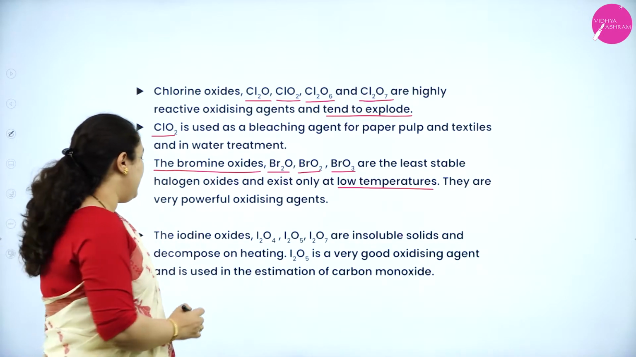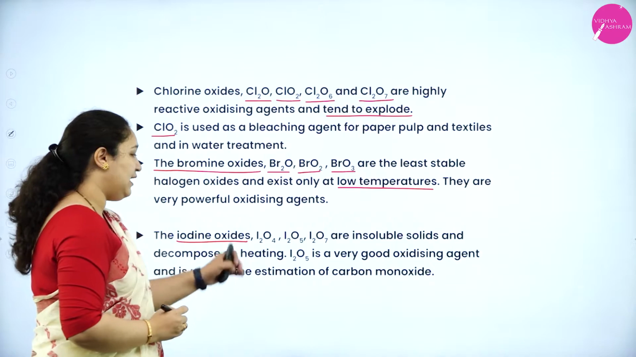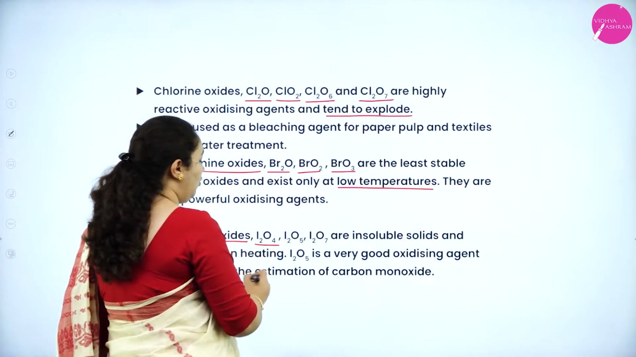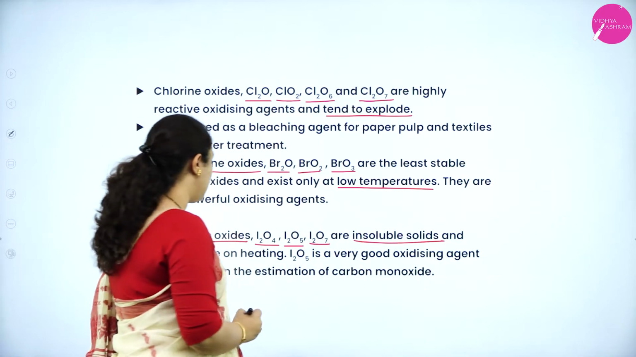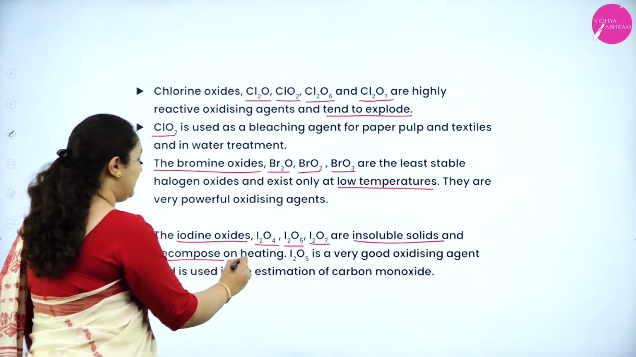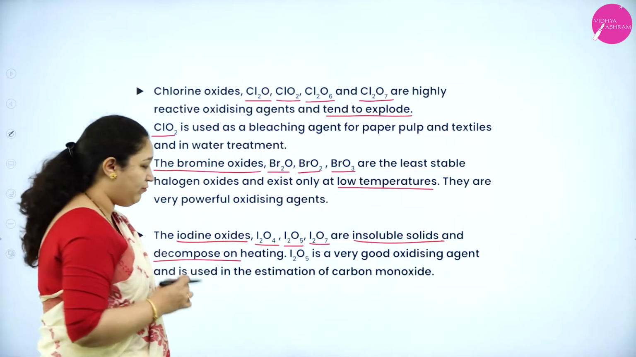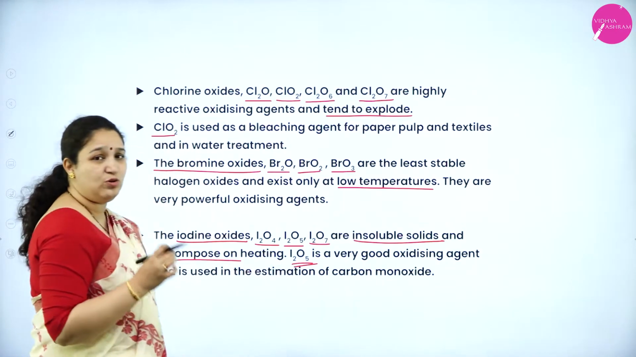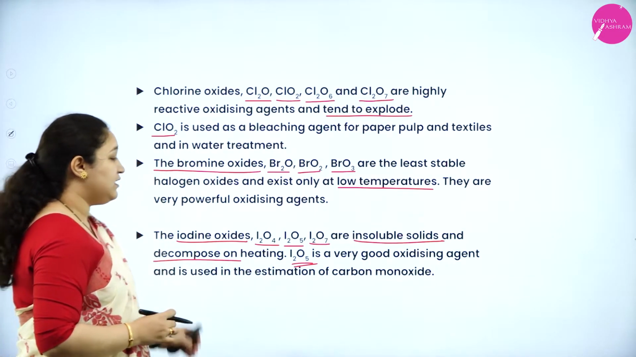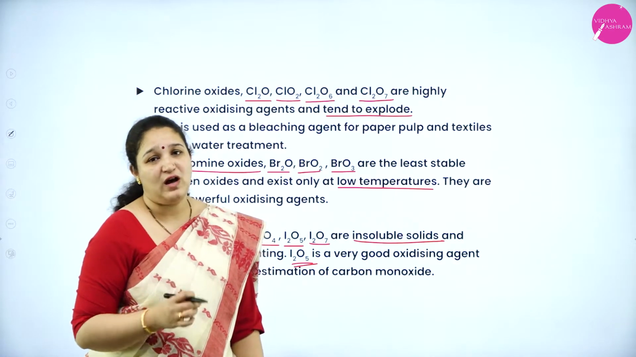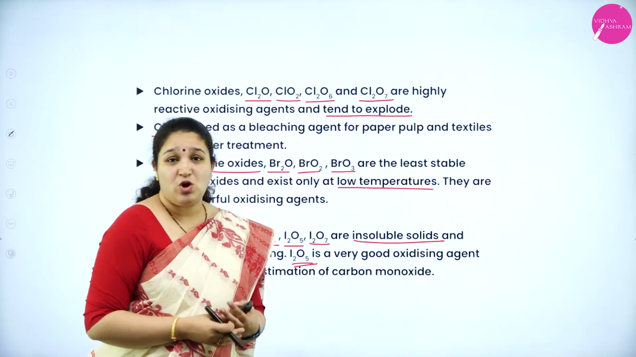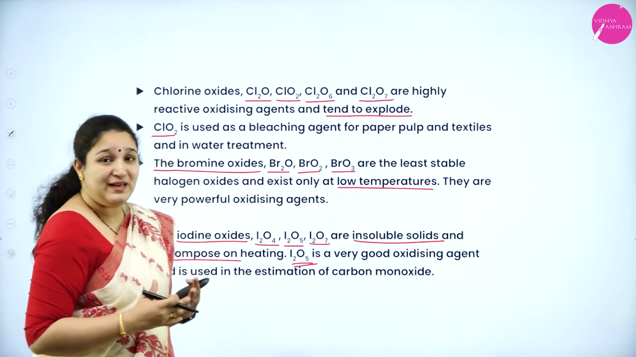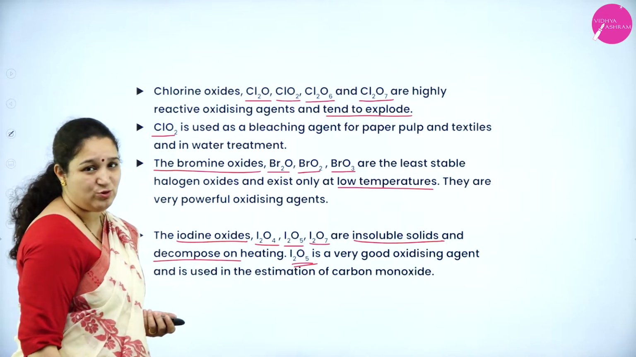Okay. Next we have iodine oxides. They are again of 3 types: I2O4, I2O5, I2O7. They are insoluble solids and decompose on heating, and I2O5 is a very good oxidizing agent and it is used in estimation of carbon monoxide. So these are some of the uses of the oxides and their stability of oxides of halogens.